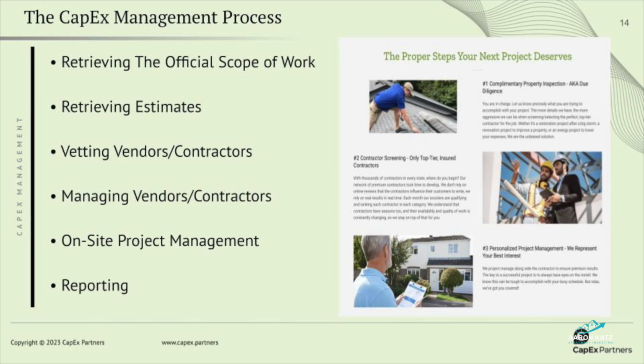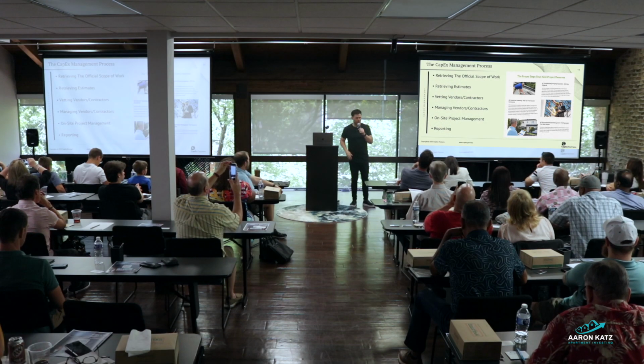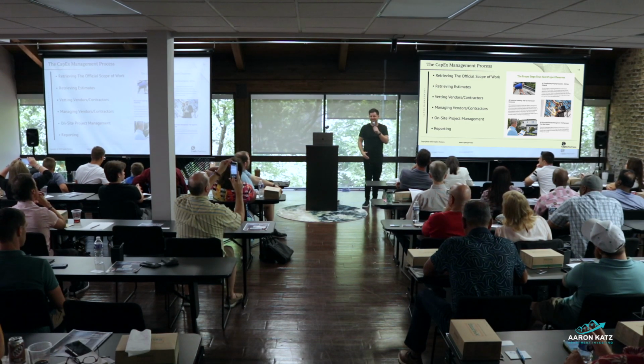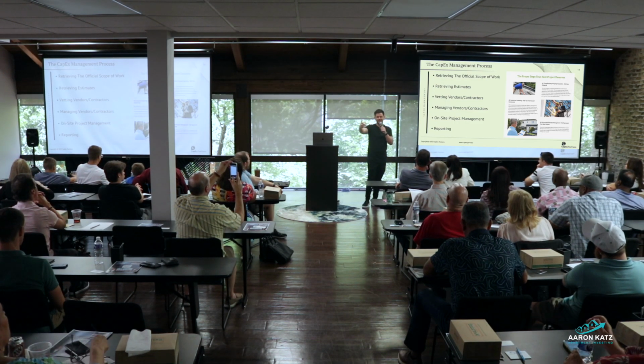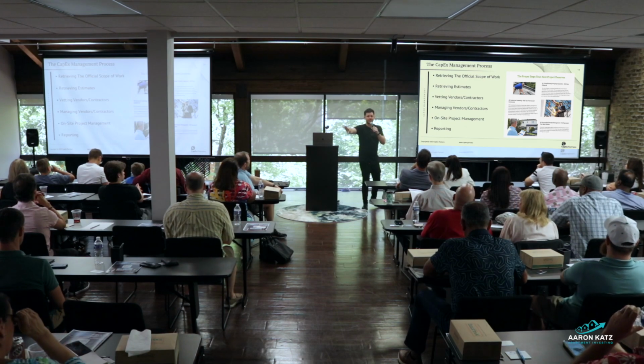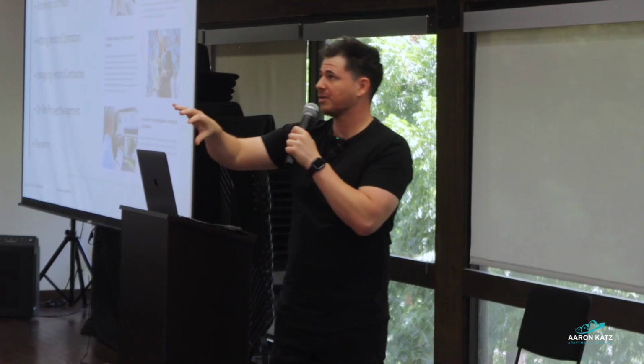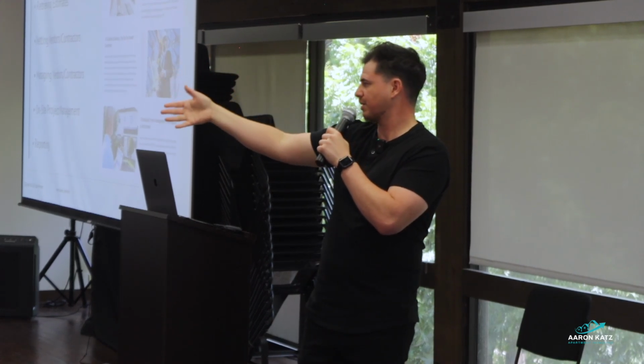So what we do is we retrieve an official scope of work. A lot of people, when I tell them what I do, say, oh, you get estimates for people. And I'm like, yeah, we get estimates. That's about as far as they think it goes. But before we get estimates, we retrieve an official scope of work. I wish I had it with me. I'll share it with you guys in another email if you scanned the QR code.